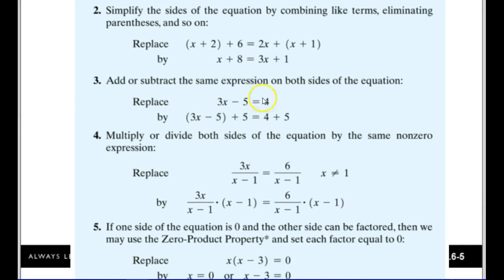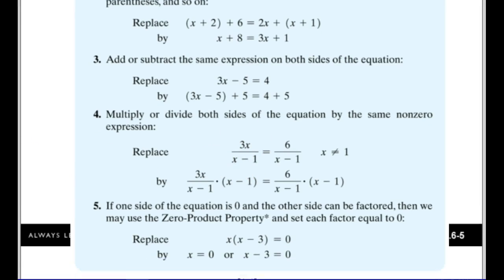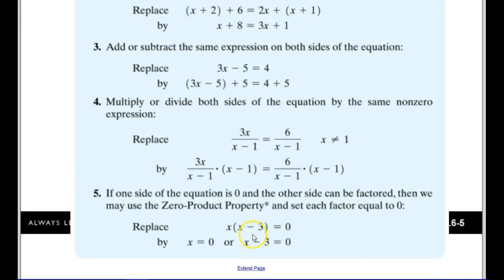I can either add or subtract the same thing on both sides. Same thing with multiplying and dividing to get rid of some values and things. And then I know my zero product property, that if I have two things that are multiplying to equal 0, then I can set them both equal to 0 and solve for that.